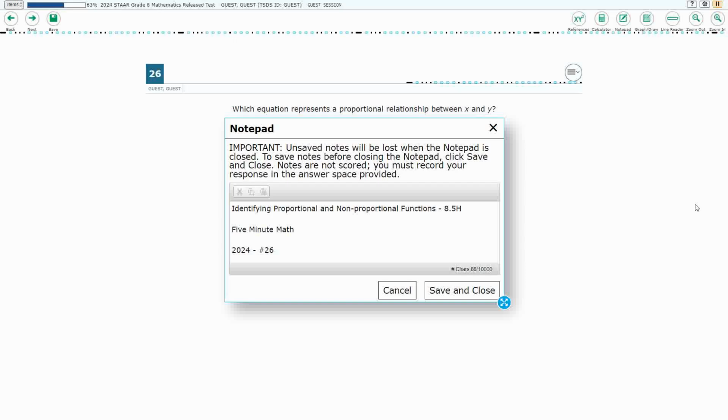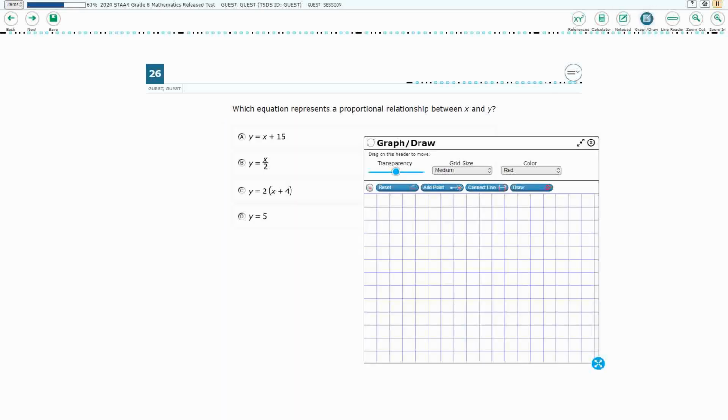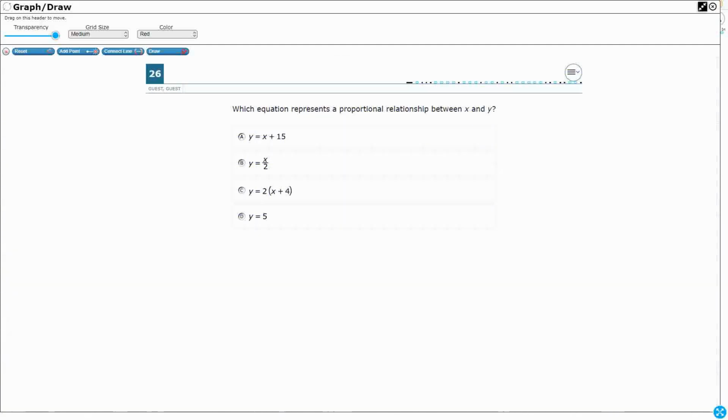Today we are looking at the 8th grade concept of identifying proportional and non-proportional functions. This is standard 8.5H in the great state of Texas, and we are using item number 26 of the 2024 released STAAR test. If you haven't done so already, please go ahead and take a moment to pause the video, work this problem out on your own, unpause it, and we will look at our answers together.